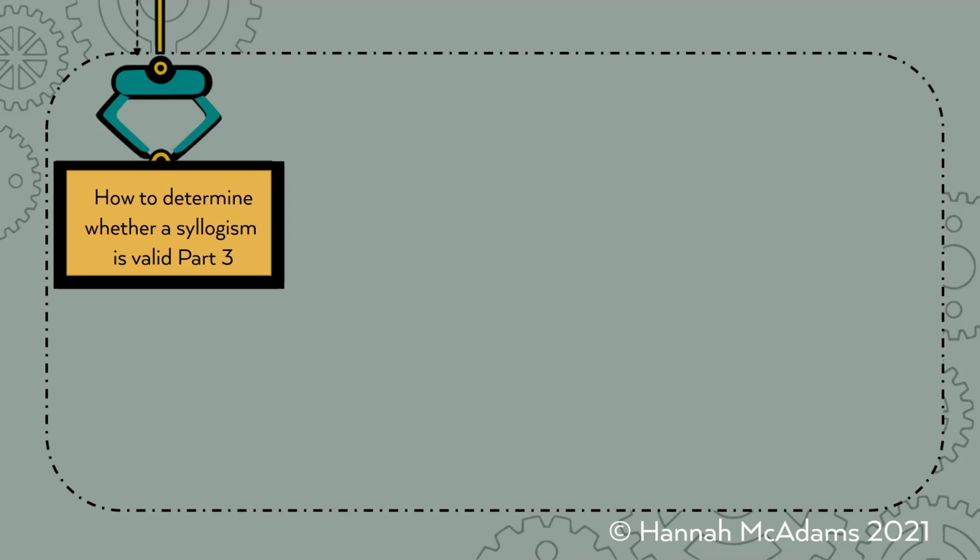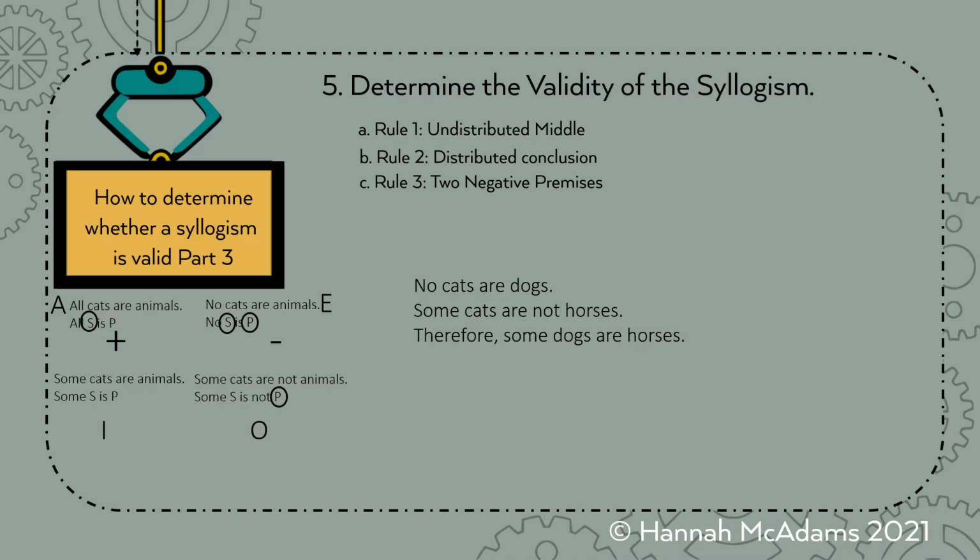I'm back with my daughter Ellie, and we are going to talk about the third video in this series on how to determine whether a syllogism is valid. We already went over rules 1 and 2, and today we're focusing on the last 3 rules, which have to do with their charge, meaning whether it's an affirmative or a negative. All right, are you ready, Ellie?